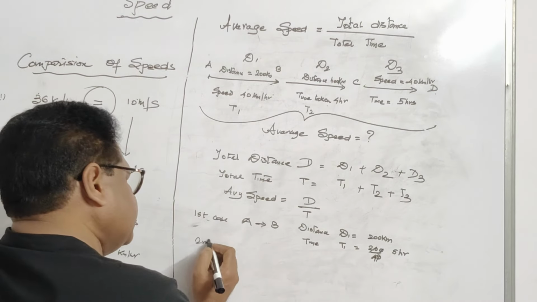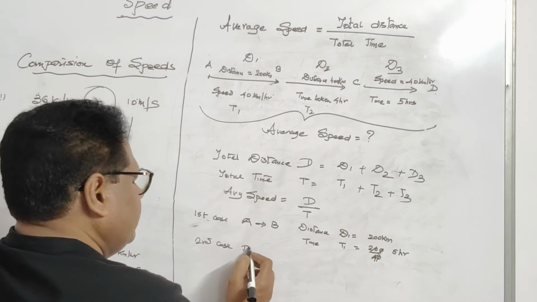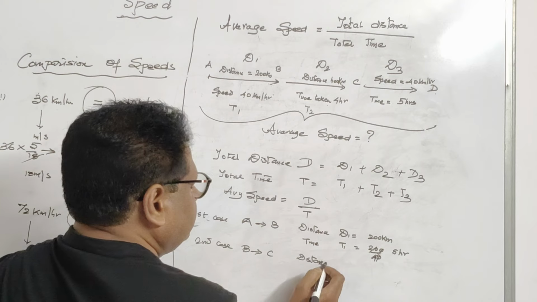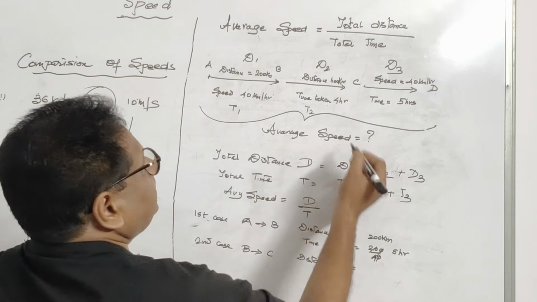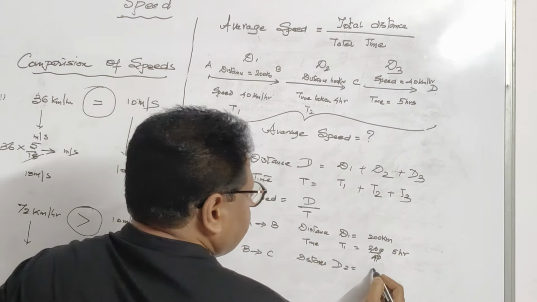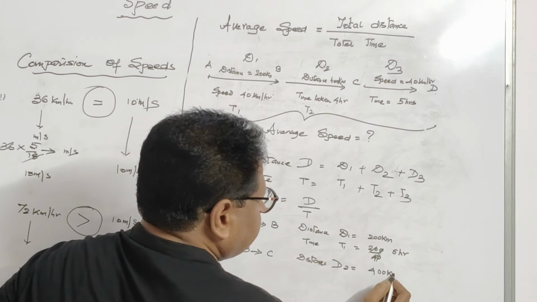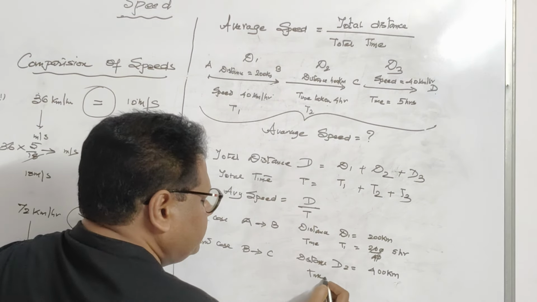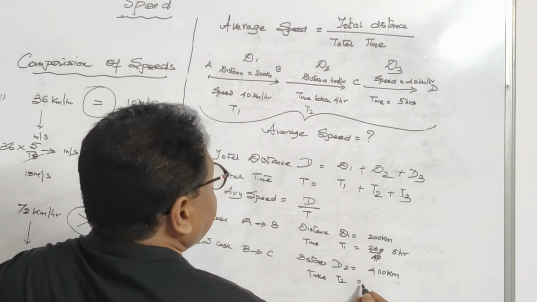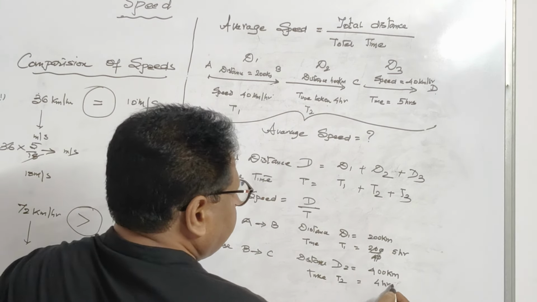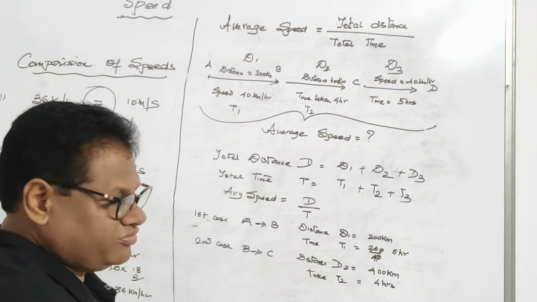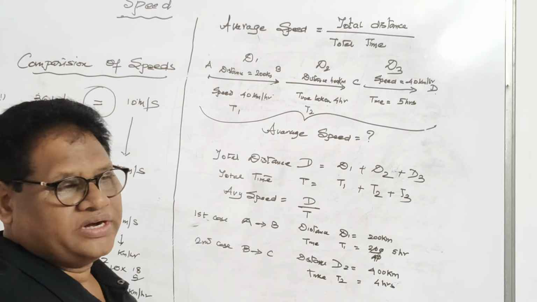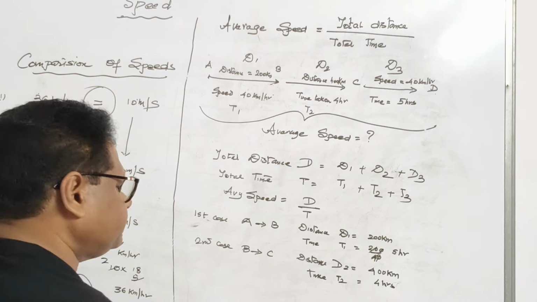Again for the second part of the journey, when the journey is from B to C, the distance D2 is given as 400 kilometers, so directly write 400 kilometers, and the time T2 is also given, that is 4 hours. First plan yourself, that's very important. The presentation is very important. It's not about what you understand, it's what the teacher should understand.